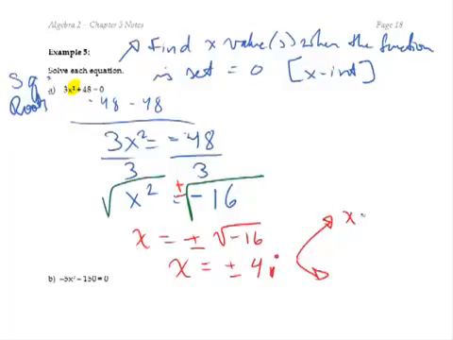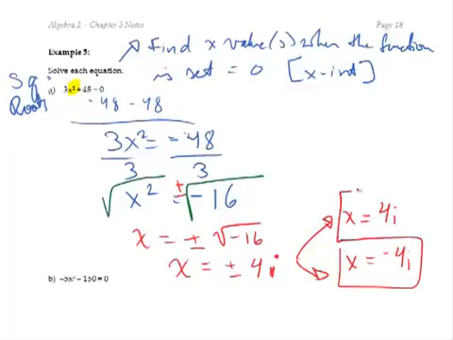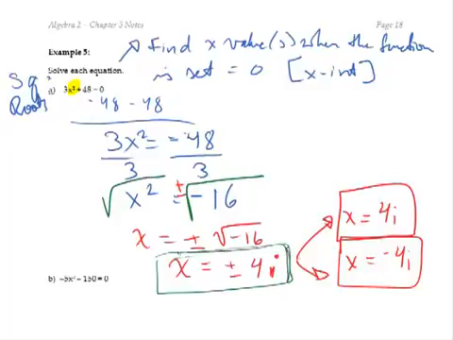So this is really 2 answers. This is x equals positive 4i and x equals negative 4i. It is possible to write your answer as just 1 if you would like to put them together like this, but I need you to understand that they are 2 answers, a positive and a negative answer.